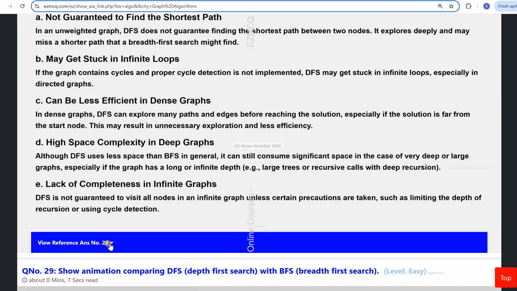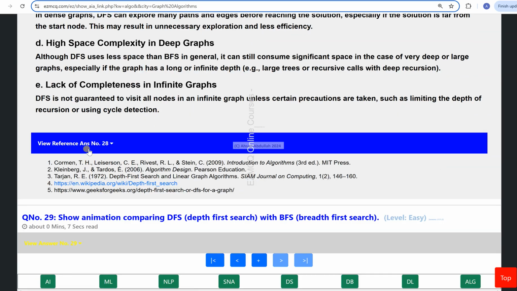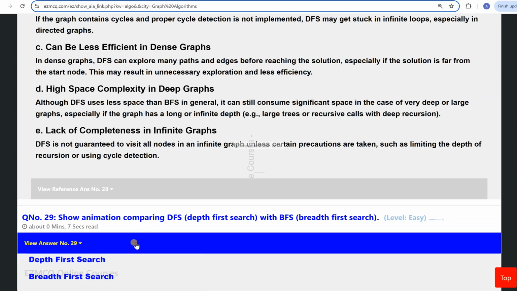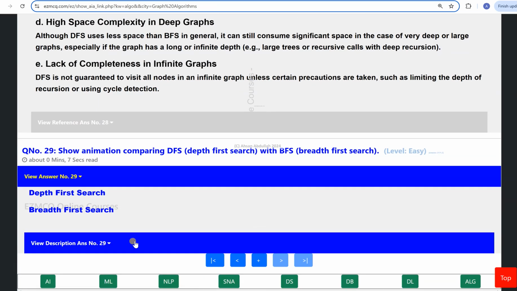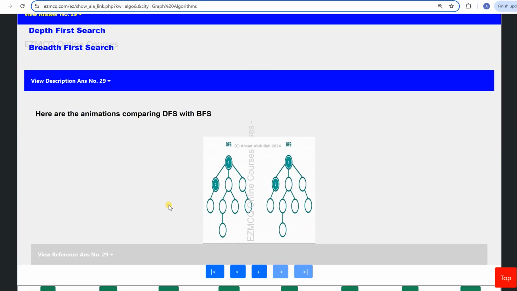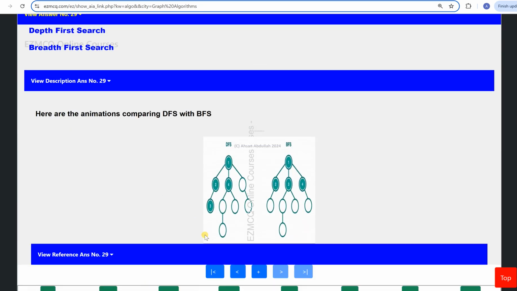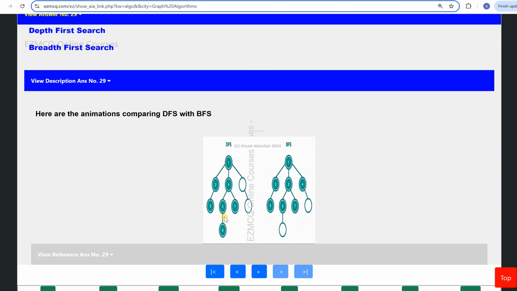If you want to read more about it, here are the references. So now we will finish this topic with an animation, and if you look carefully, the difference between depth first search and breadth first search will become very clear. So here are the animations. See, depth first search goes all the way, and this is going level by level, right? So that's all for this topic. Thank you very much.